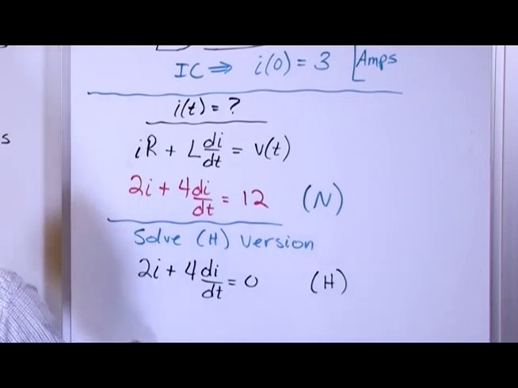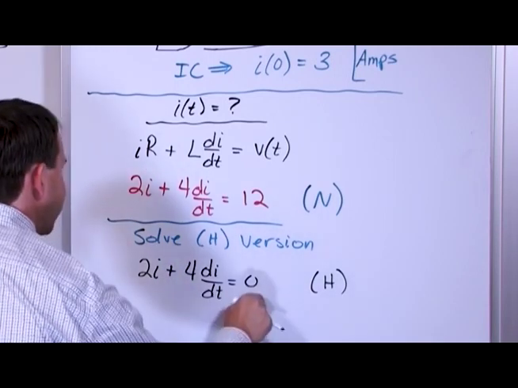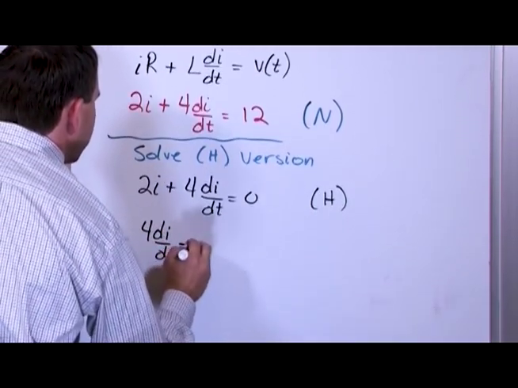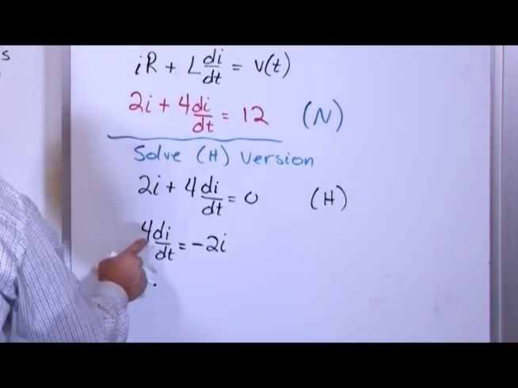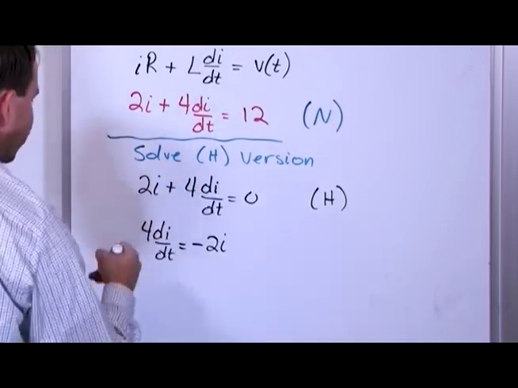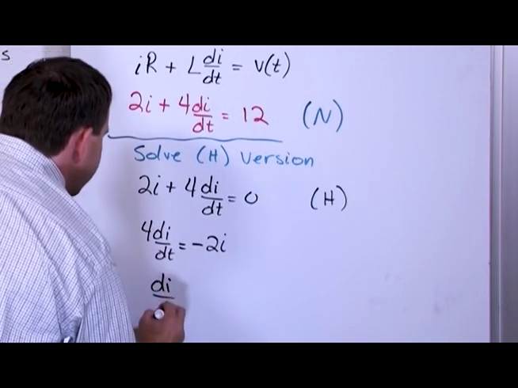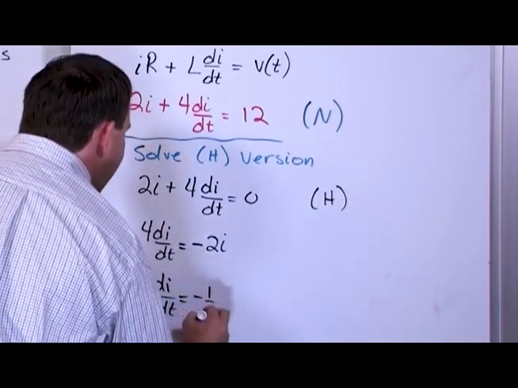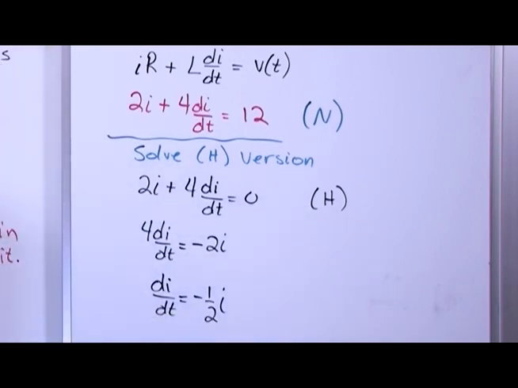We want to look at this and see what we can do with it. This is actually a separable differential equation if you think about it. So if we move 2i over here, we'll have 4 di/dt is equal to negative 2i. And we can divide both sides by 4, to put it in standard form and get rid of the constants. Or we could have done that earlier actually, but let's do it this way. So we have di/dt is equal to negative 1/2 I. Now I think when you look at something like this, you might be able to convince yourself that you know how to solve that. It's separable. So let's go ahead and work on that.